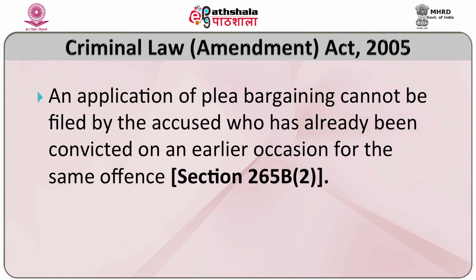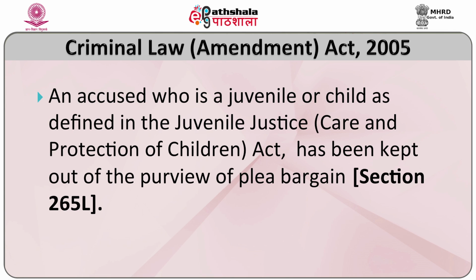An application for plea bargaining cannot be filed by an accused who has already been convicted on an earlier occasion for the same offence. This is given in section 265B clause 2. An accused who is a juvenile or child as defined in the Juvenile Justice (Care and Protection) Act has also been kept out of the purview of plea bargaining as given in section 265L.